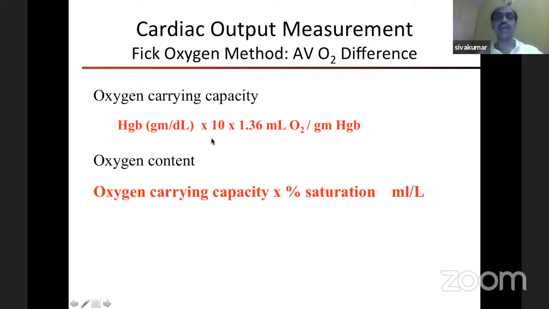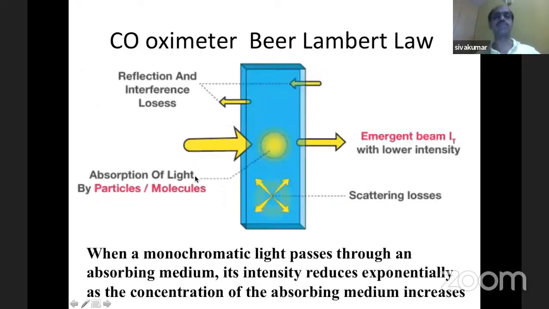And this whole carrying capacity is multiplied by the percentage saturation. For example, if it is arterial, 95% or 98%, so 95 by 100. If it is venous, then it may be 70%, so 70 by 100. So oxygen carrying capacity into 70 by 100, or oxygen carrying capacity into 95 by 100, is the oxygen content.